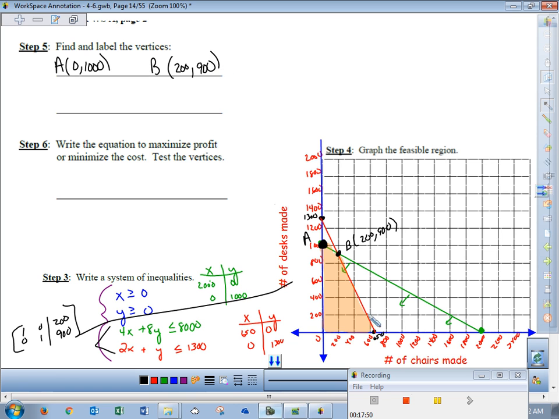Then the other vertex of this region is right here. Call him C. He's at 650, 0. So C is at 650, 0. And then the final vertex is right here. We'll call him D. He's at 0, 0.